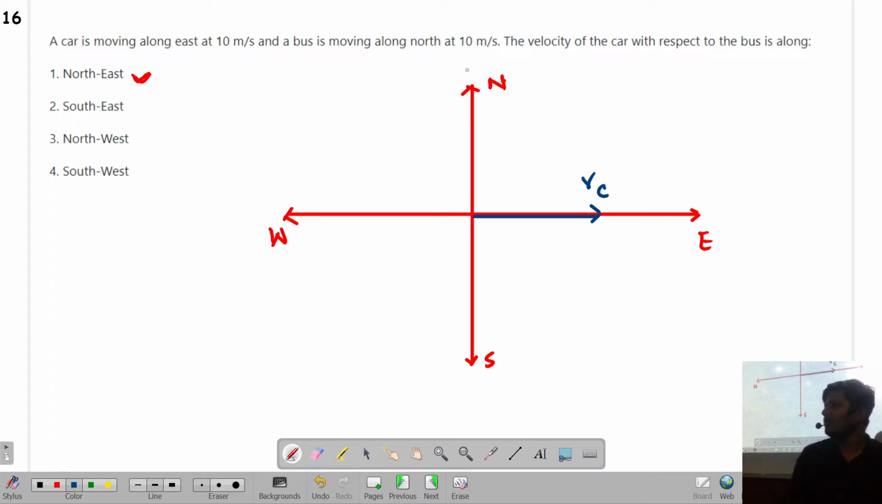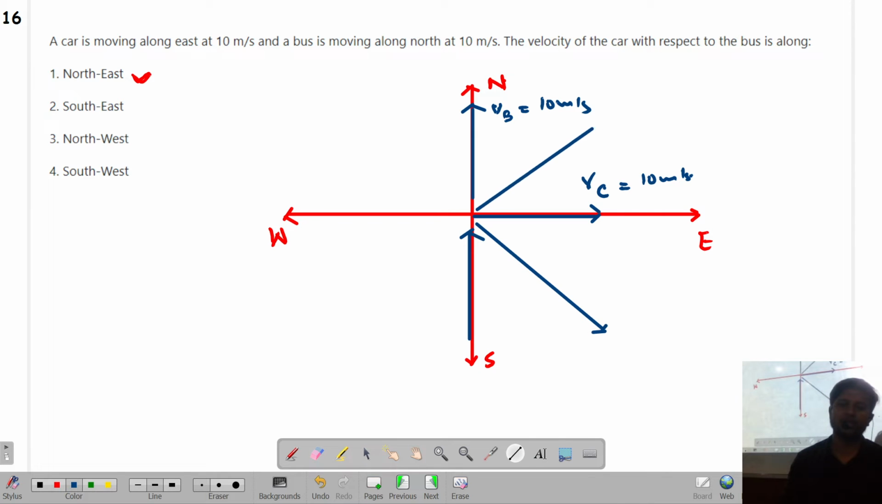Bus is moving along north. So I am drawing the north like two ways, one along this side, one along this side. This is the velocity of bus, which is equal to how much? 10 meter per second. Velocity of car is how much? 10 meter per second. Now, I can draw two resultants, one resultant like this way, one resultant like this way. And I can bring the velocity of car over here as a down component. Still the answer will remain same.